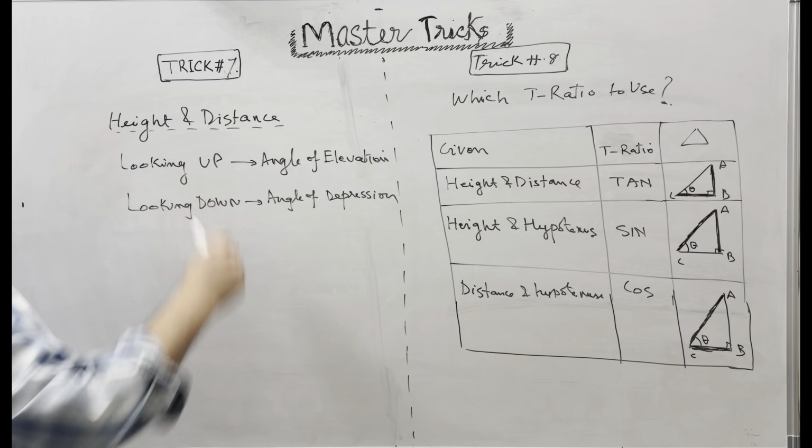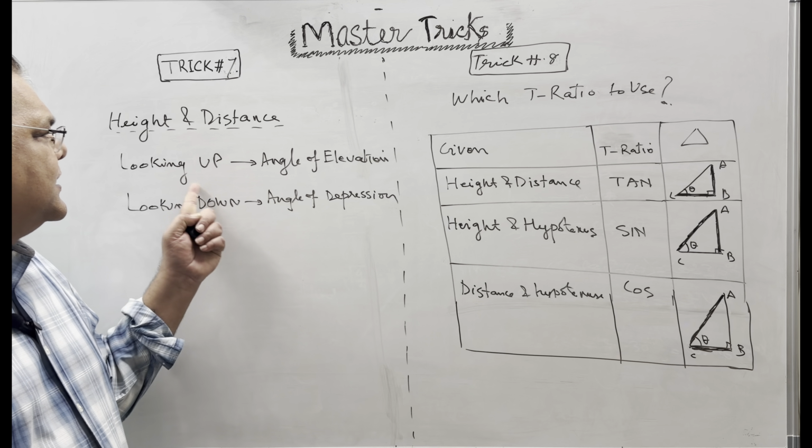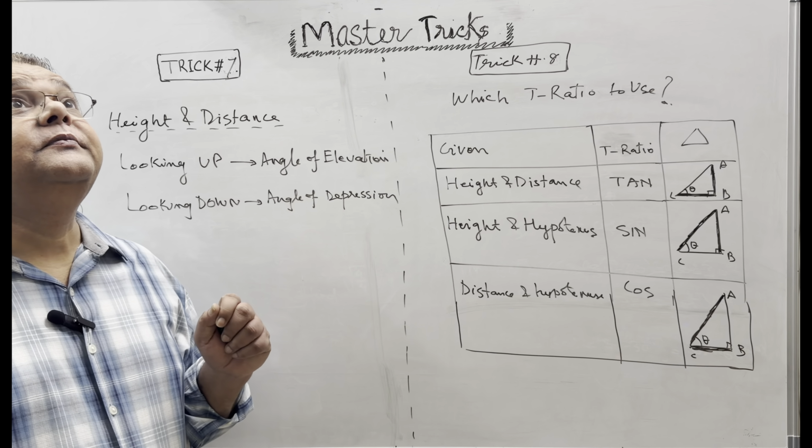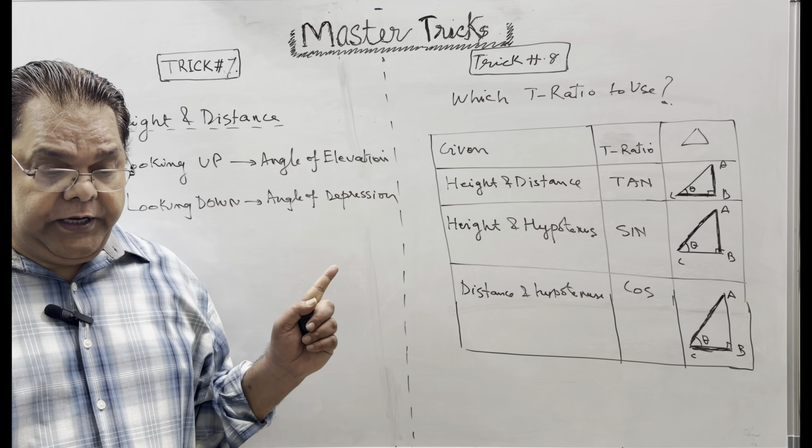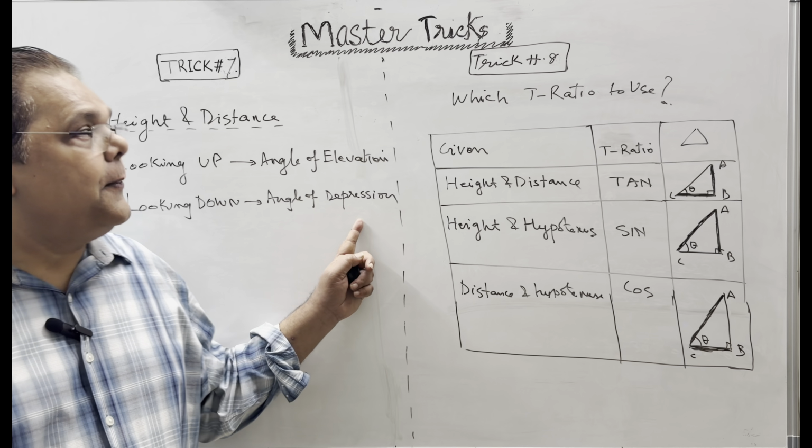Trick number 7 and 8 from applications of trigonometry. Please don't. Please don't. You can see trick number 7. Height and distance. Looking up is angle of elevation. And looking down is angle of depression.